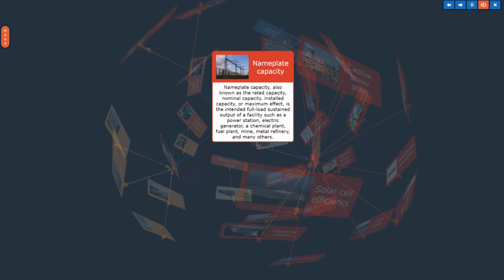Nameplate capacity. Nameplate capacity, also known as the rated capacity, nominal capacity, installed capacity, or maximum effect, is the intended full-load sustained output of a facility such as a power station, electric generator, a chemical plant, fuel plant, mine, metal refinery, and many others.